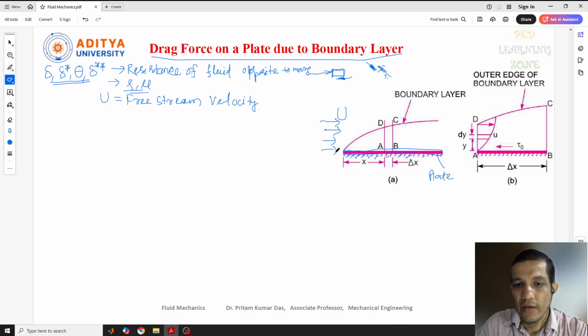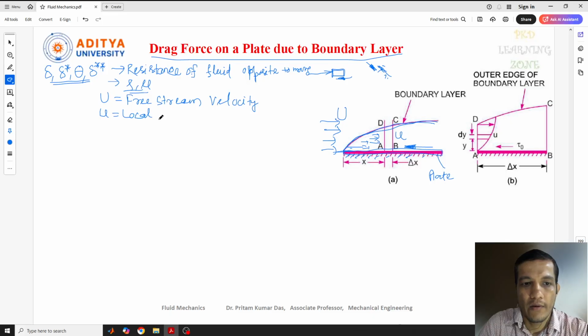Now when it gives an impact on this plate, we have seen the boundary layer forms. So because the boundary layer forms, we need to see the effect of drag force acting on this plate. The drag force will be in this direction because the fluid is moving in this direction. Inside the boundary layer, the velocity present is called local velocity, that is small u. And there will be a velocity profile, or velocity gradient, formed inside the boundary layer.